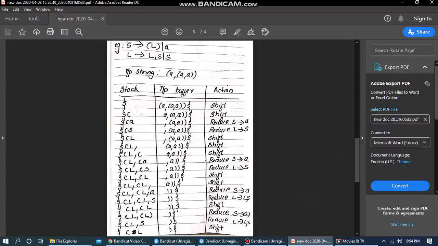Okay, and again we compare this stack with the elements. In the second production, S is given: L gives S. So in the place of S, you can write L. So again a reduce action is performed. So reduce L gives L comma S.